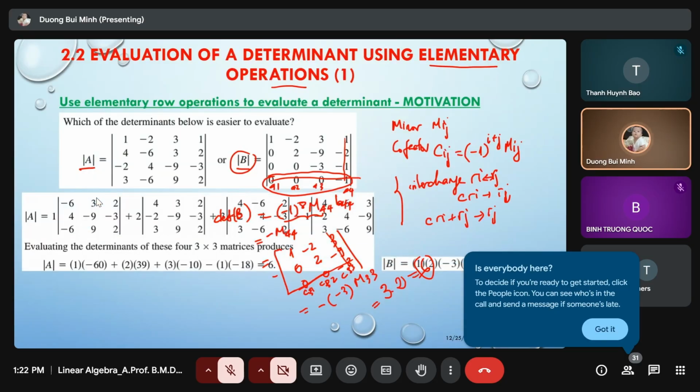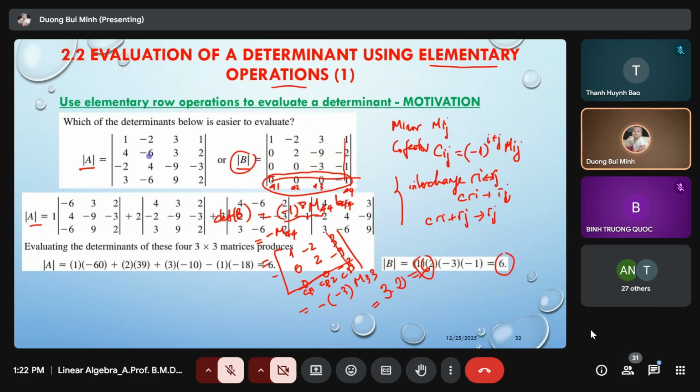So you should try the exercises on how to calculate determinants, and then you will be familiar with this. If we calculate the determinant of A, it takes more time because we cannot recognize any zero elements in this matrix. So we use elementary operations to modify A to become B. If you can modify A to become B, you can get the determinant very quickly.